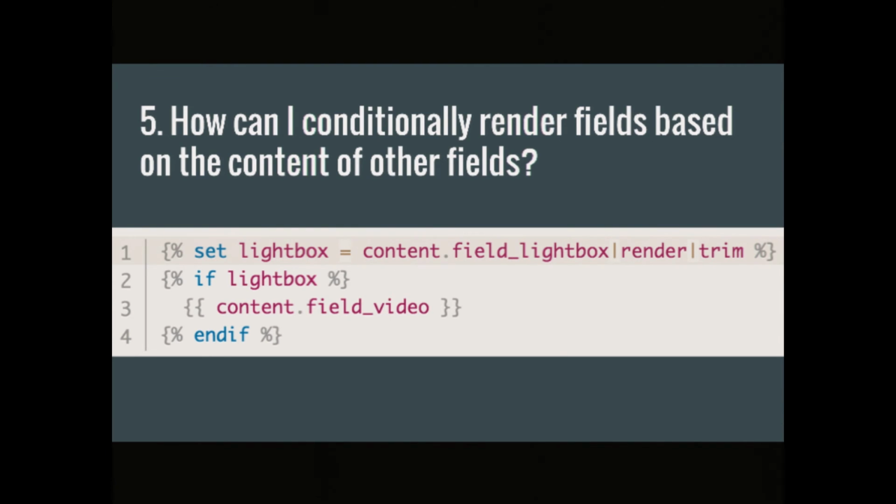You need to create a variable. The reason why we create a variable is that we might want to use it in many ways, or more than once in the template. But here we're doing the following. Content.field_lightbox is the variable that I am printing. I call render and I call trim. Why do I call render and trim? Again, as we said before, if you are doing a test, even though the field is empty, you get a render array, so you need to call render.